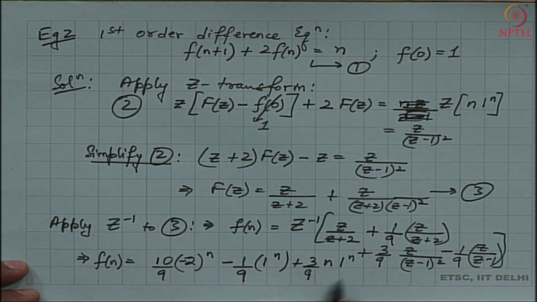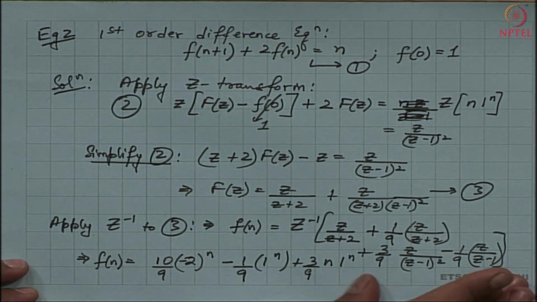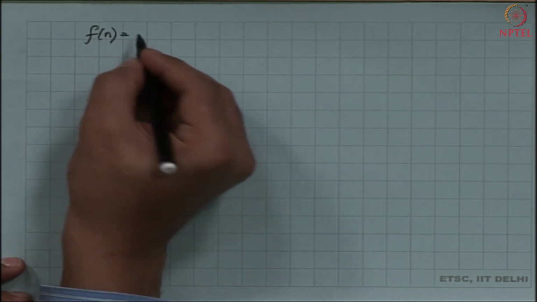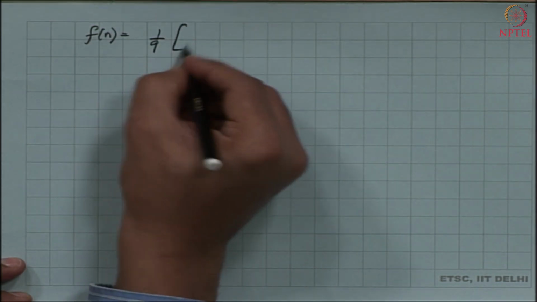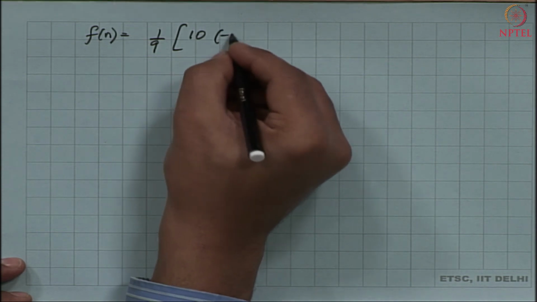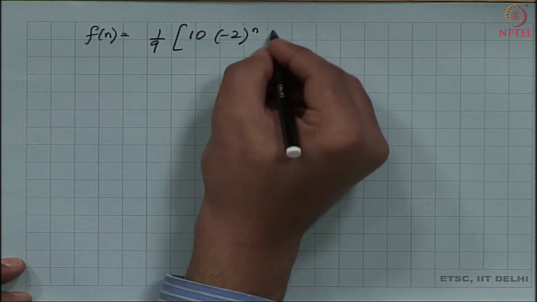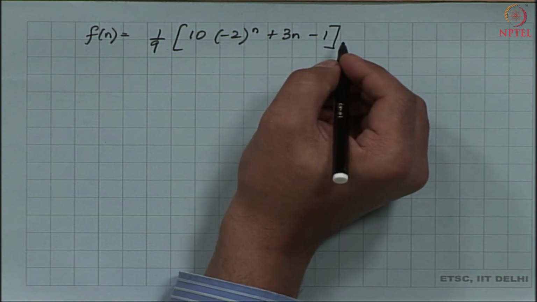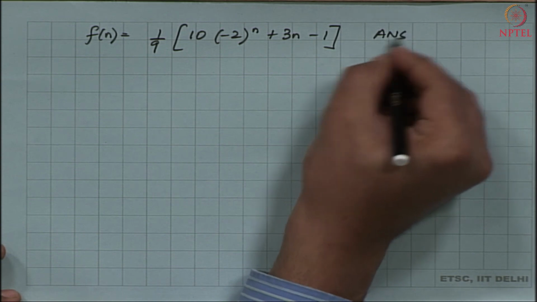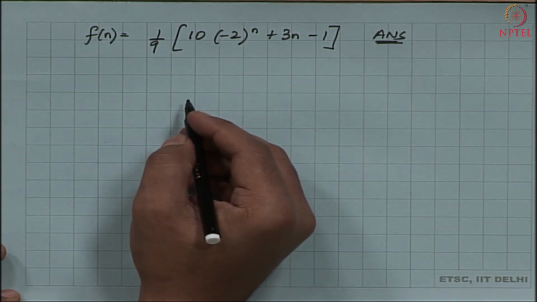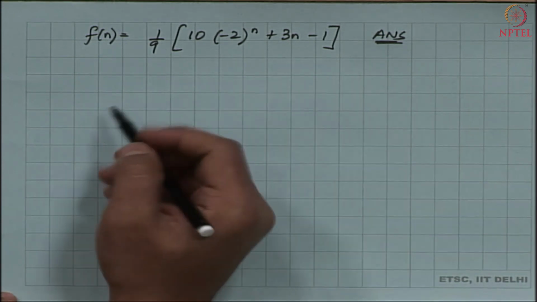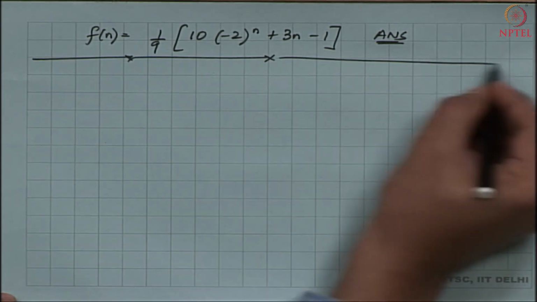Now let me simplify this complete expression to come to the answer. f of n is given by 1 by 9 times 10 times negative 2 to the power n plus 3n minus 1. That completes the answer to this problem, the final simplified expression for the question. So let us move ahead to more examples.